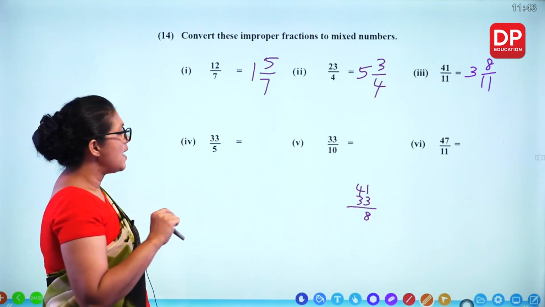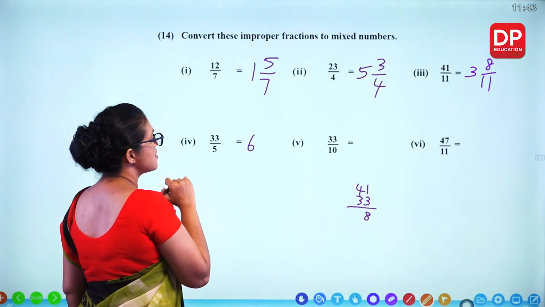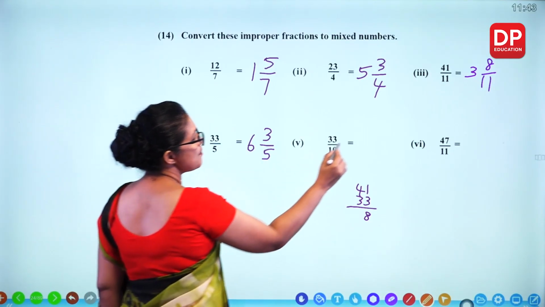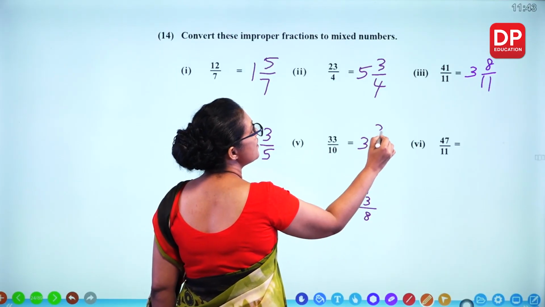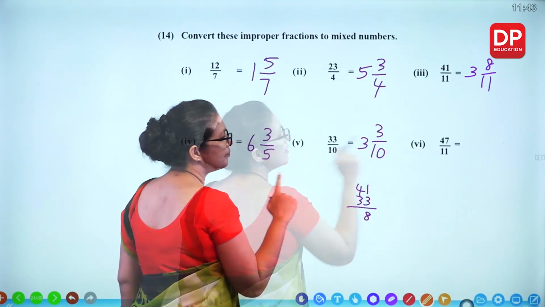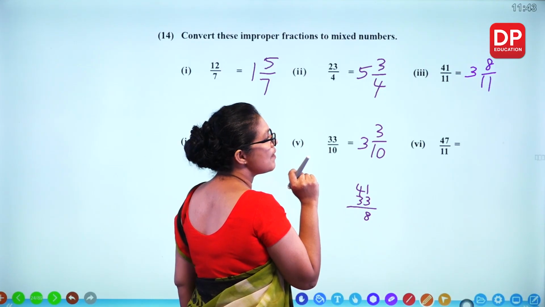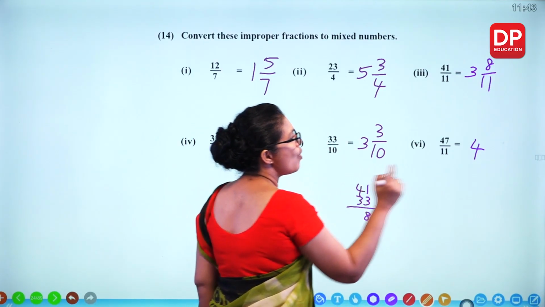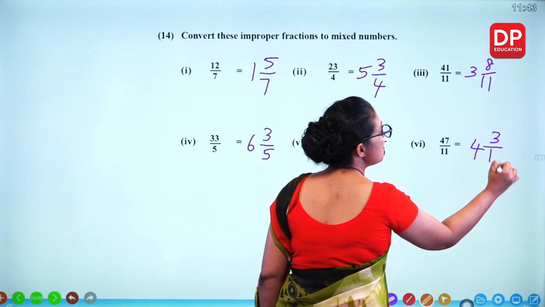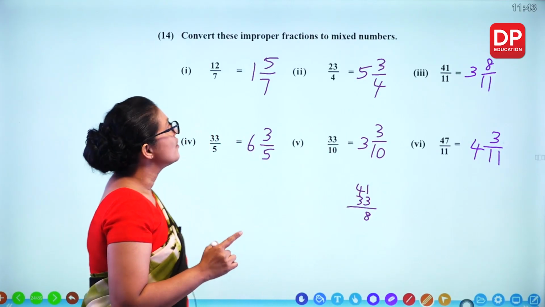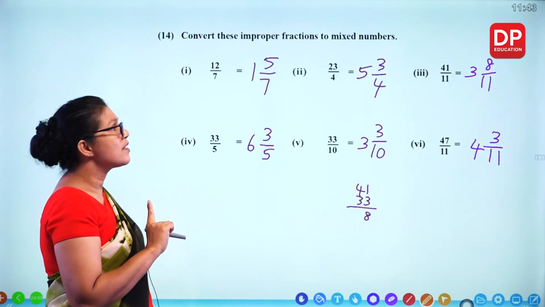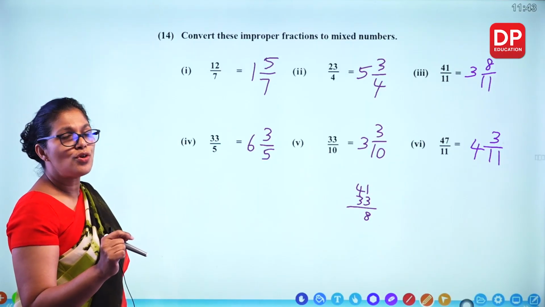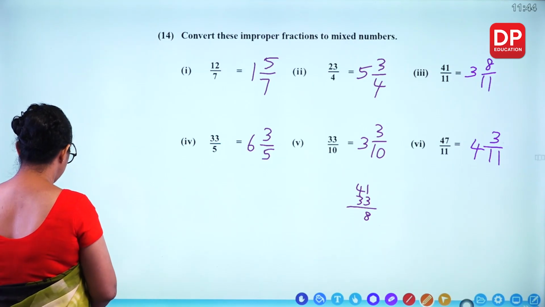33 divided by 5, 6 is 30, 3 remaining. 10 times 3, 30, 3 remaining. How many 11s for 47? 4. 11 times 4, 44 and 3 remaining. So now you know how to convert improper fractions to mixed numbers.